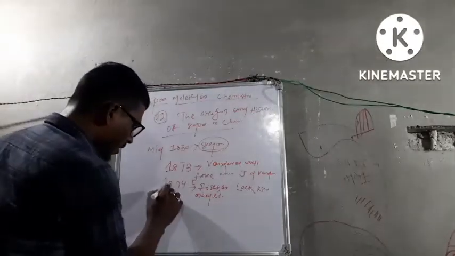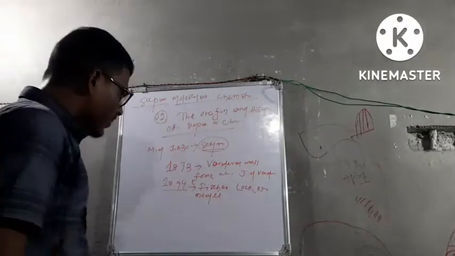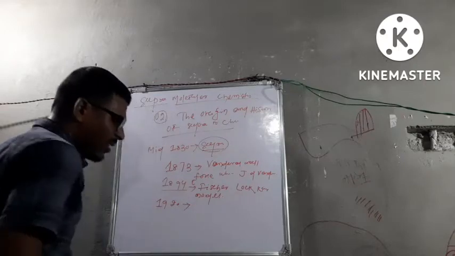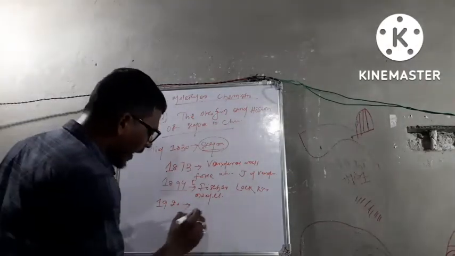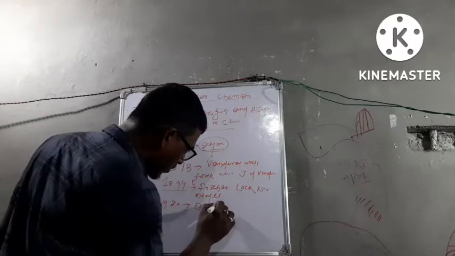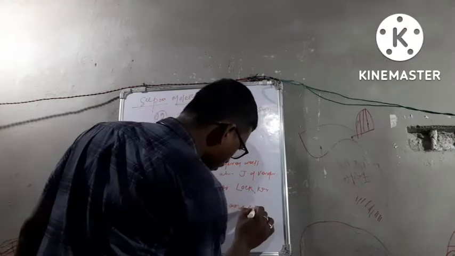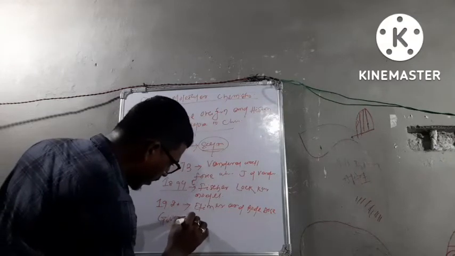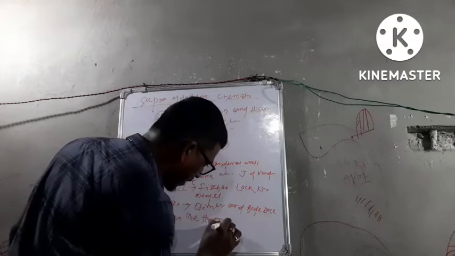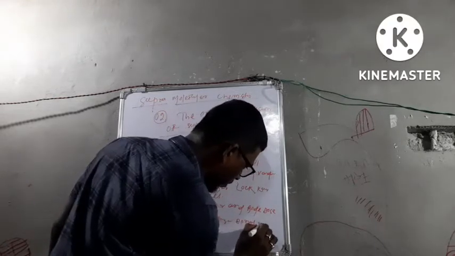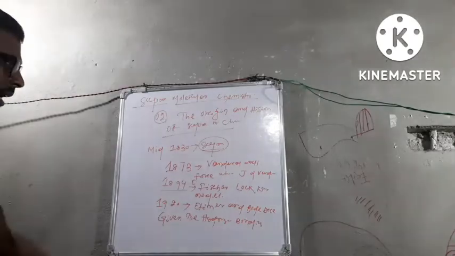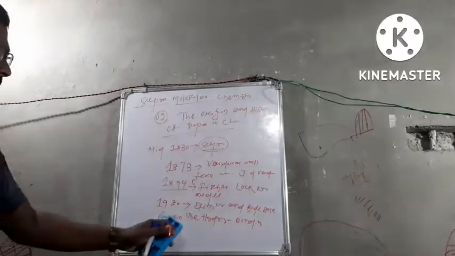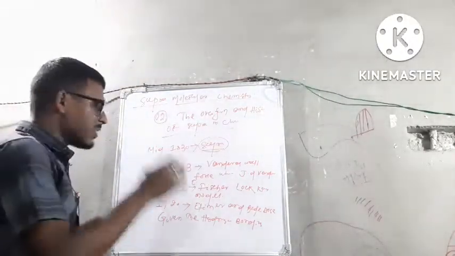Then in the year 1894 it came. After that, in the year 1920, Emmett and Rodebush gave the hydrogen bonding concept. In the year 1920, Emmett and Rodebush gave the idea about hydrogen bonding.